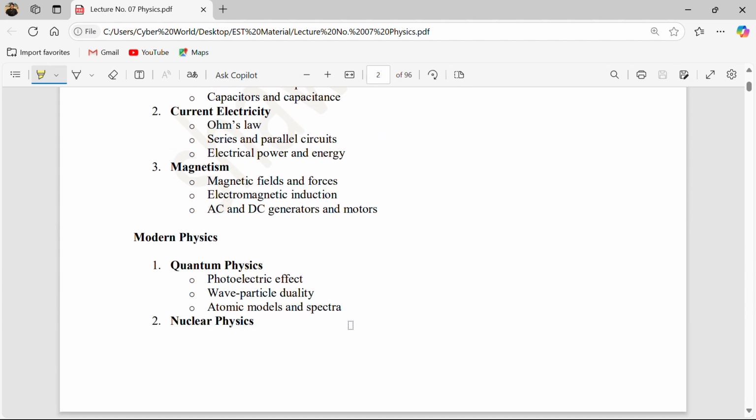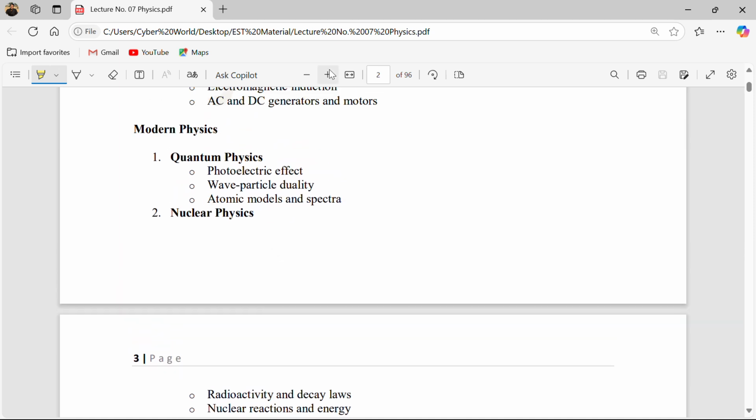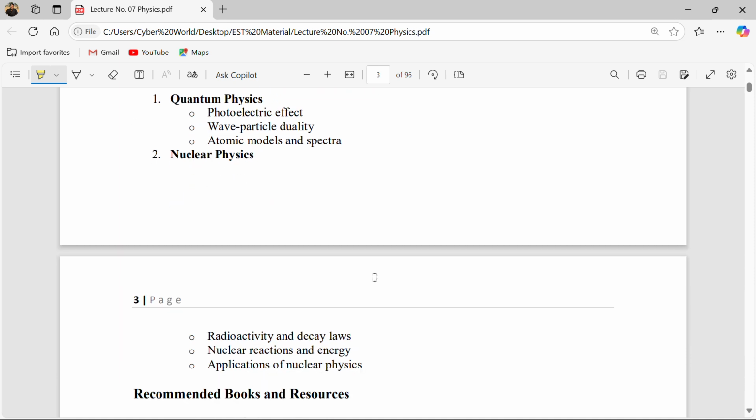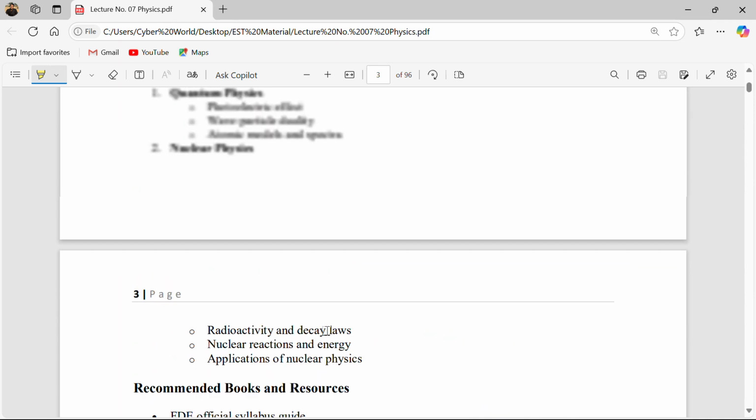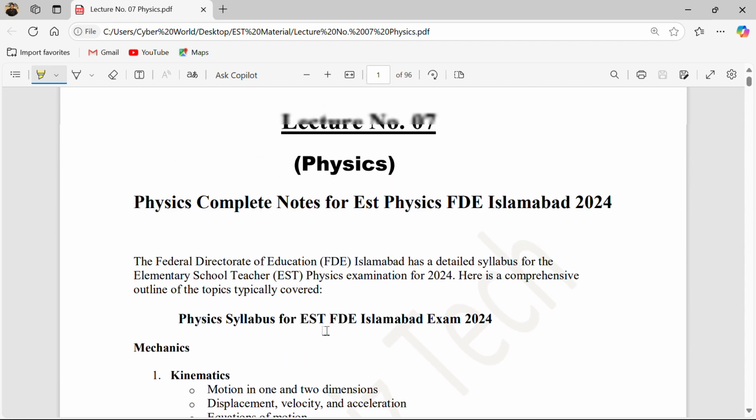Okay, now move on towards our modern physics. Okay, so in modern physics, most of the questions came from quantum physics, like the topics of photoelectric effect, wave-particle duality, and atomic models and spectra. Whereas nuclear physics is concerned, topics came from radioactivity and decay laws, nuclear reactions and energy, and applications of nuclear physics. So these are basically the topics from which all of your physics EST paper comes.